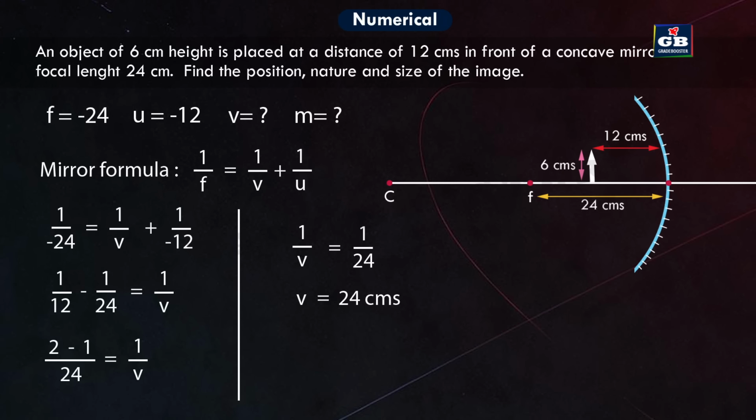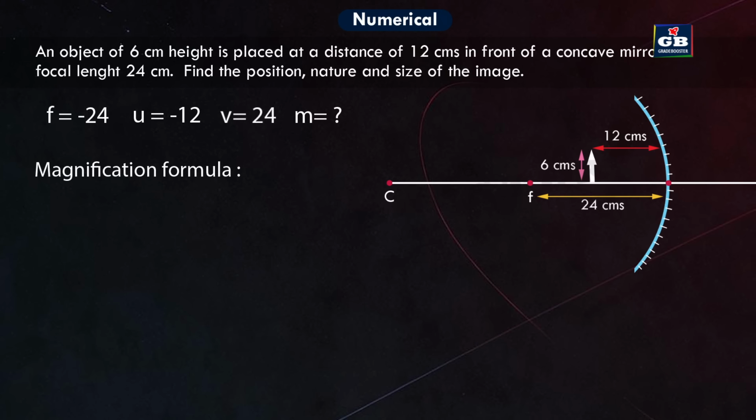Now we have to find out the image height. To do that, first we need to find out the magnification. So now let us find the magnification of the image. Magnification formula is M is equal to H dash by H. H dash is height of the image, H is the height of the object. But here we don't know the height of the image. So we use the other formula, that is minus V by U, image distance by object distance. So now we know both the values, image distance and object distance.